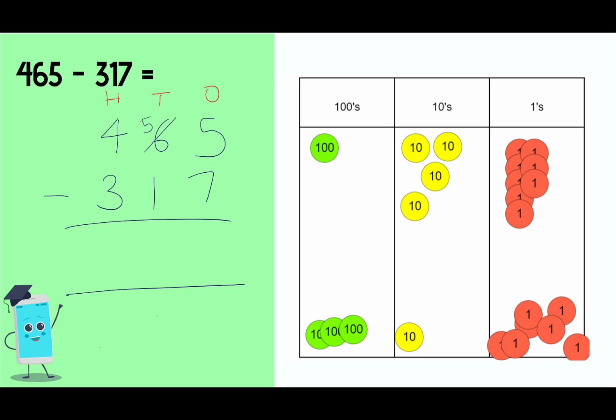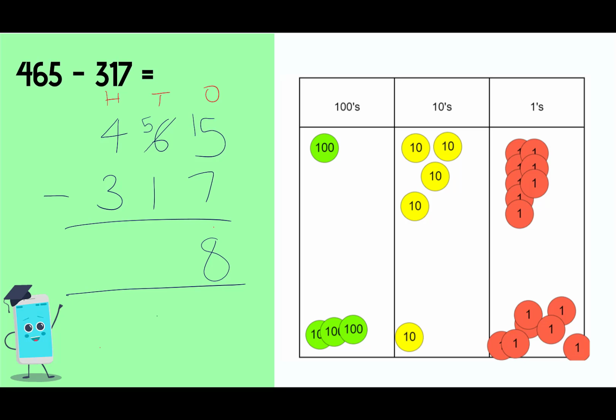So I now only have 5 tens, and my borrowed 10 is going to come here. If I add 10 to 5, I get 15. So this is now 15 ones, just like we saw with the counters. I have 15 ones. I can take 7 ones away now. 15 take away 7 is 8.